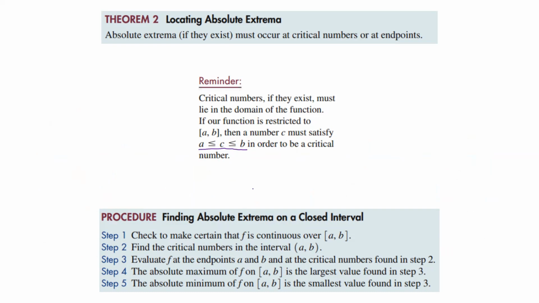Now, how do we find them on the closed interval? First, check to make sure that f is continuous over that interval a to b, and doesn't have some kind of a break. Then we need to find the critical numbers in that interval from a to b. Here we're looking at just the critical numbers, not the endpoints. Then we evaluate f at the endpoints and at the critical numbers found in step 2. The absolute max is the largest value we find, and the absolute min is the smallest value we find. That's how it plays out when we're doing these.